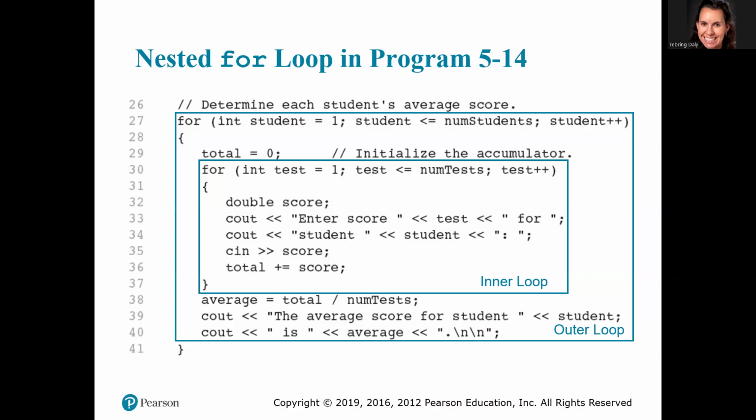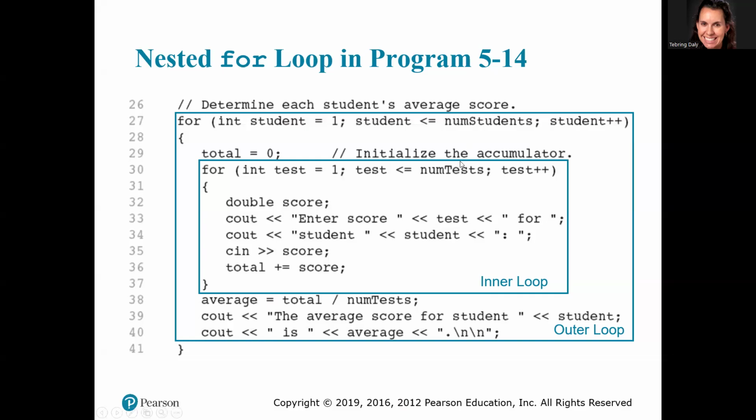So you're going to go through the tests for each student. So when you're on student 1, this one is going to increment through all the tests for that student. And then you're going to move to student 2 and increment through all the tests. And so however many tests you have, it'll go to the number of tests, each time by 1. And so you'll enter the score. And this is for student 1. And then it'll add to the total.